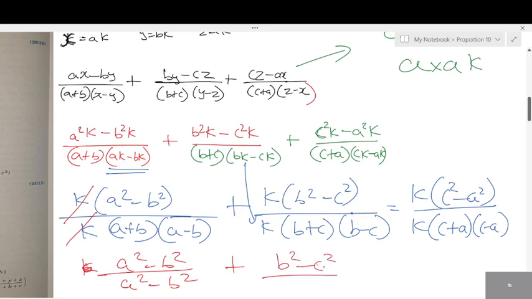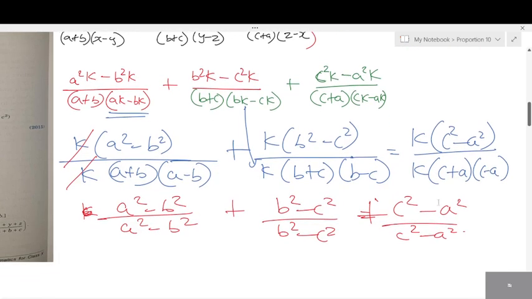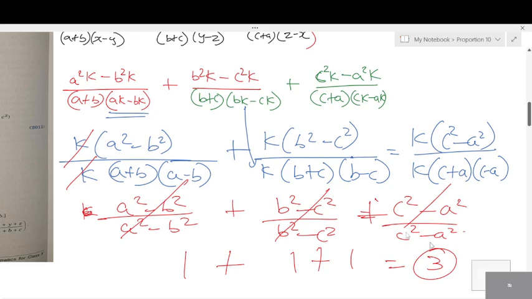B square, c square. What is b plus c into b minus c? B square minus c square. C square minus a square. Same like a square. You can either convert numerator or denominator, anything is fine. Cancel everything. When you cancel, 1 plus 1 plus 1, the answer is 3. Therefore, left hand side is equal to right hand side.